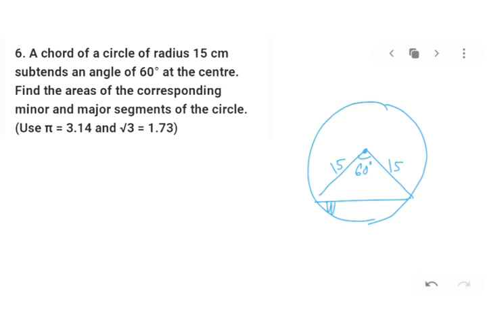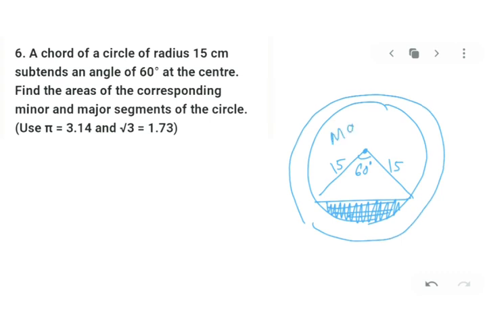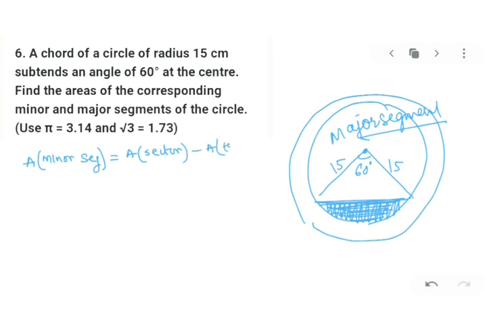So you have to find this segment, and when you subtract this segment's area from the entire circle area, what you will get is your major segment. So first you have to find the area of this minor segment, which I have colored blue. How will you find it? Area of minor segment is equal to area of sector minus area of triangle.